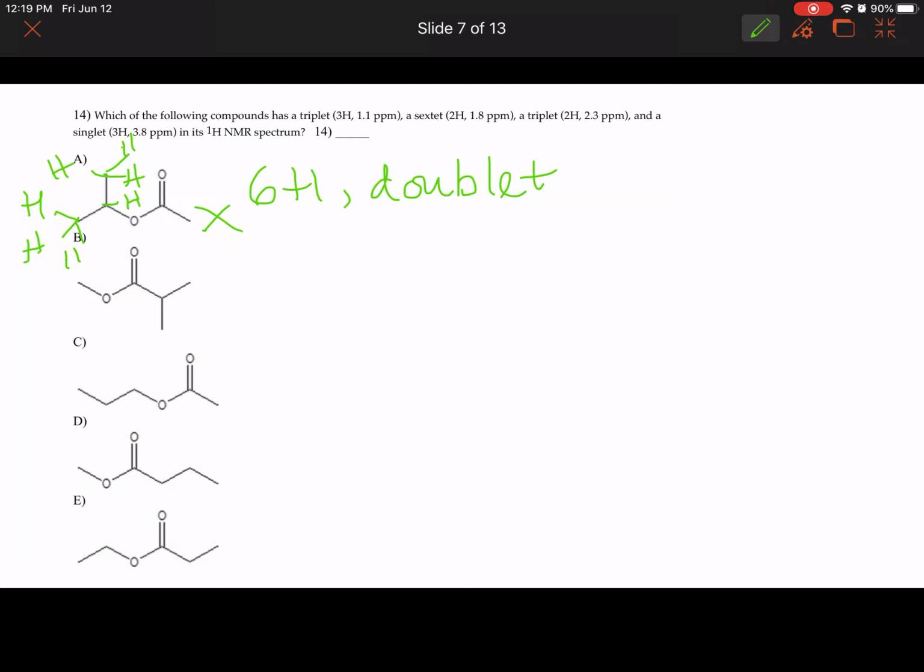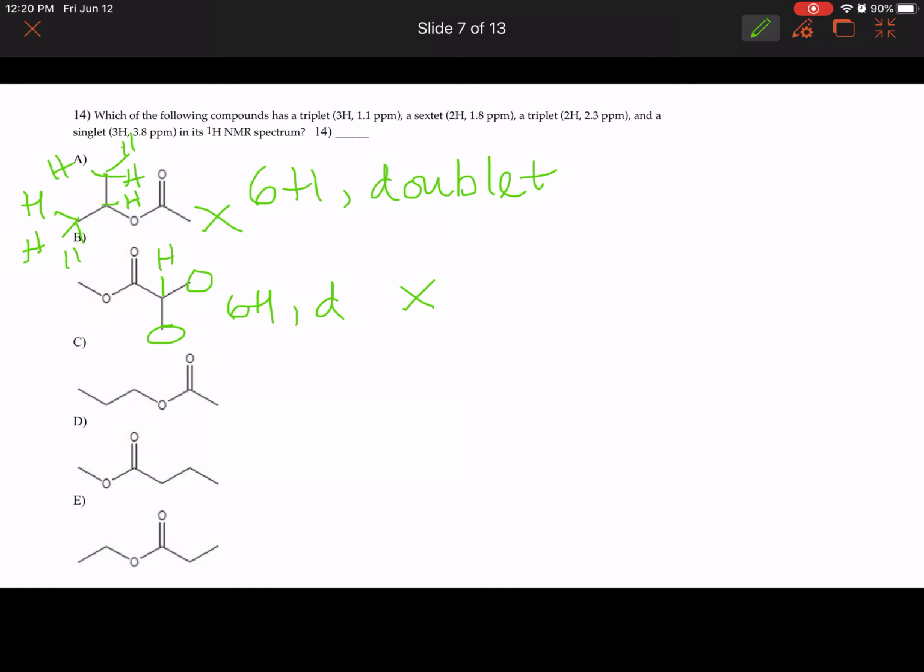Same thing for B. Do you see B? These hydrogens here are going to be chemically equivalent. That has 6 hydrogens, and that could couple due to the hydrogen on the neighboring carbon to a doublet. But do we see a description that there is a 6 hydrogen doublet? No. So then B is also out.